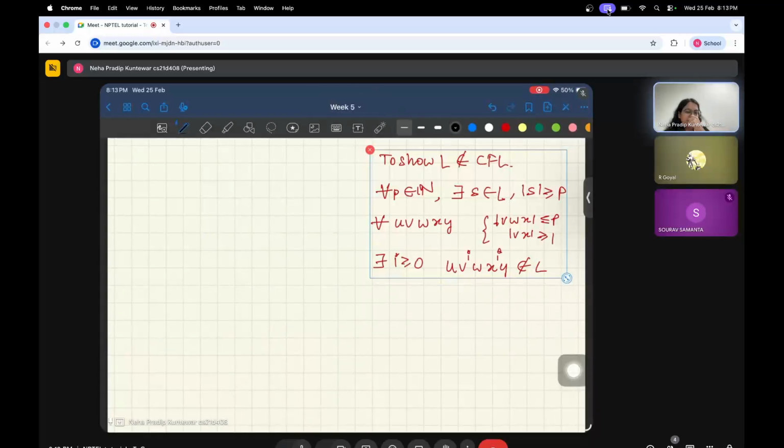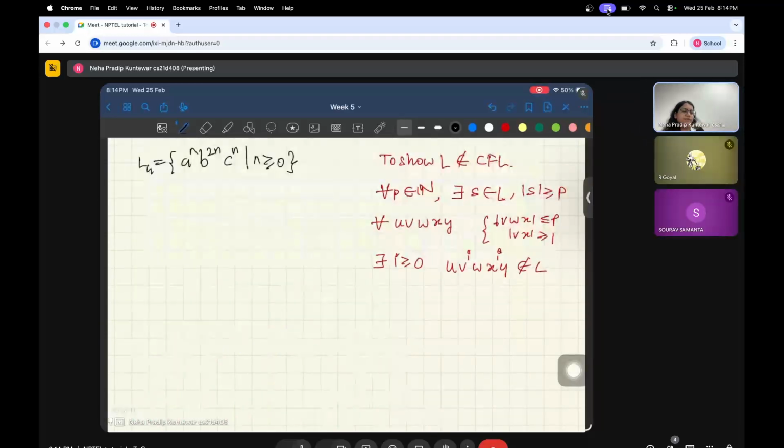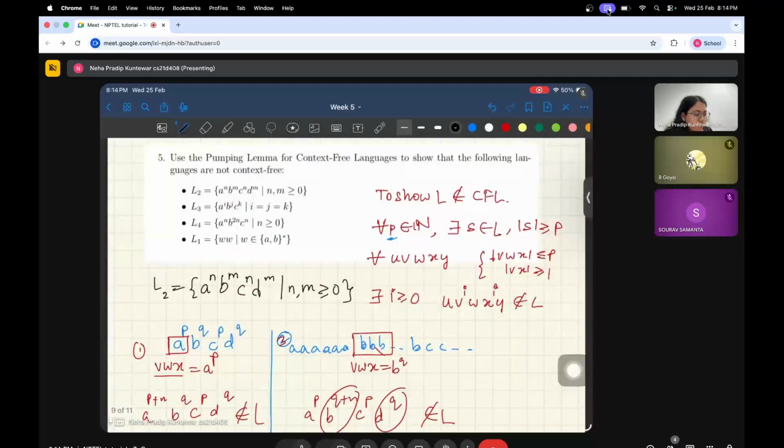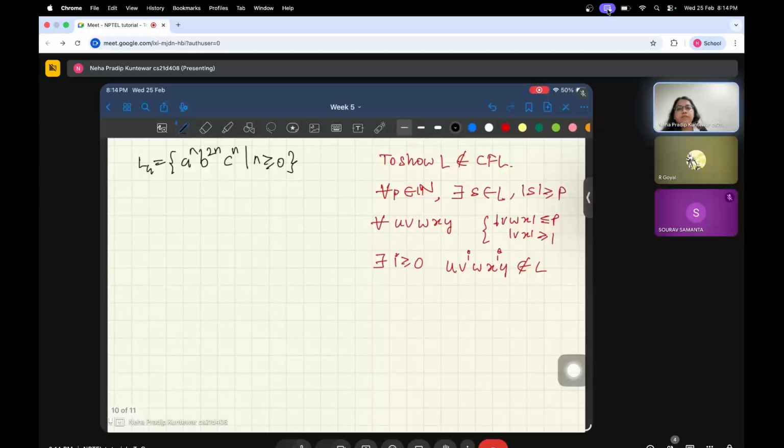It was not 3n, it was n only, right? Yes. So we consider the strings a raised to the power p, b raised to the power 2p, and c raised to the power p.